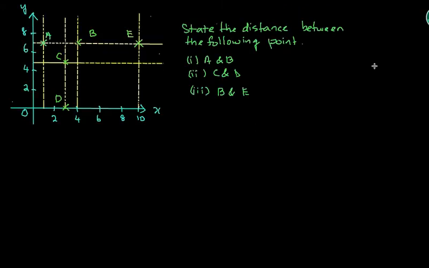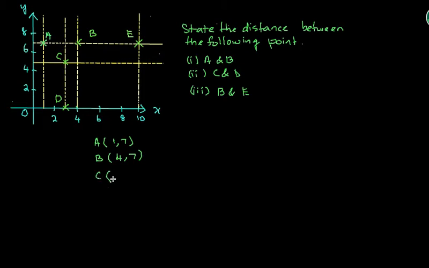Okay, now let's look at these questions. State the distance between the following points. You want to find the distance between points A, B, C, D, and B, E. Let me write down all the coordinates for the points first. A, the coordinate will be (1, 7). B, the coordinate will be (4, 7).